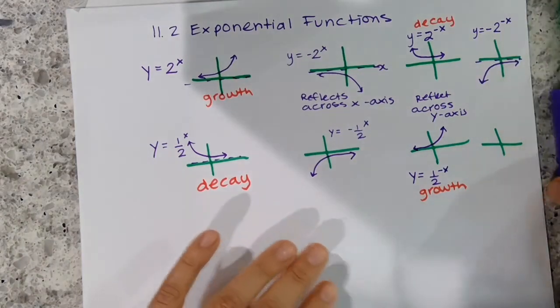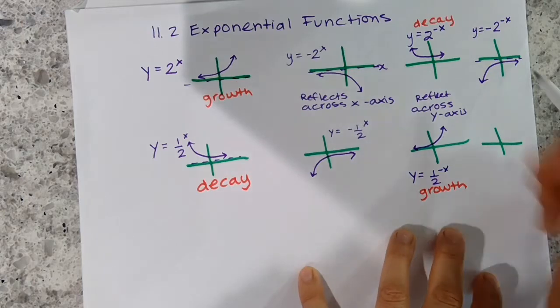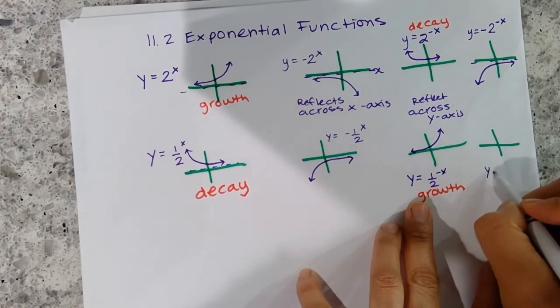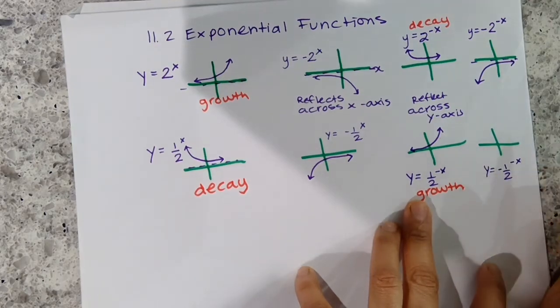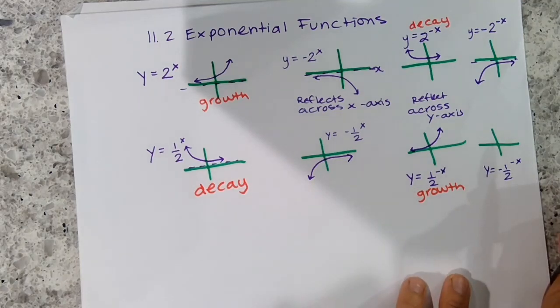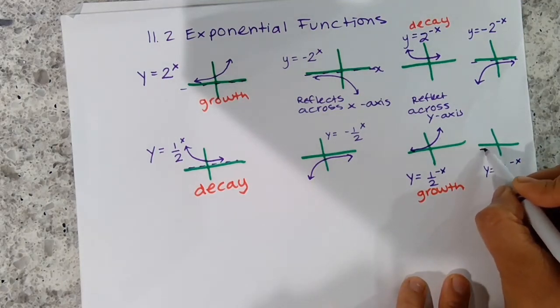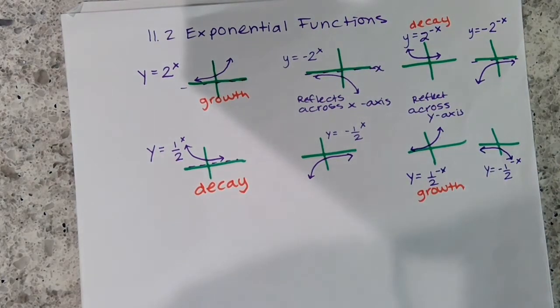And this just kind of helps you before you do your graphing, just to get an idea of what your graph should look like. And then the last one I'm missing is y equals a negative 1/2 raised to the negative x. And so what does that look like? It is going to be reflected across the x-axis, reflected across the y-axis. Okay, good. All right, so now let's do some actual graphs.